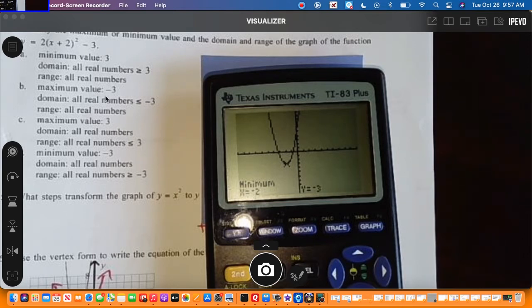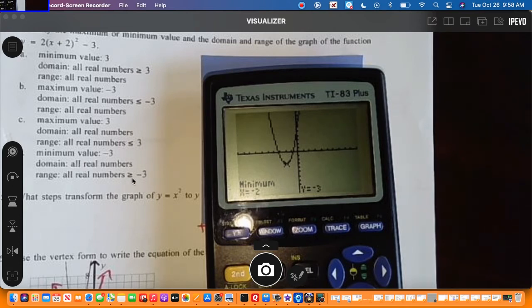So everybody, if you look at the domain, remember we always said it's all real numbers. A and B don't say just that. So I've already narrowed it down to C or D. Does everybody see that? Yes. That easy, 50-50 chance now. And I know it's a minimum at negative 3, so I can already tell that it's D.